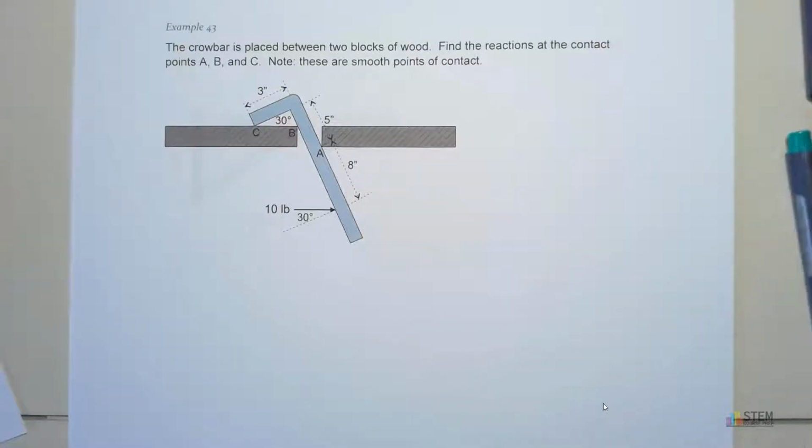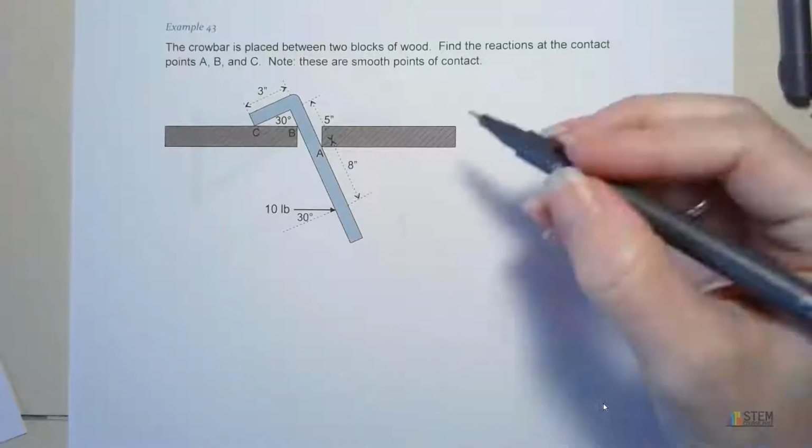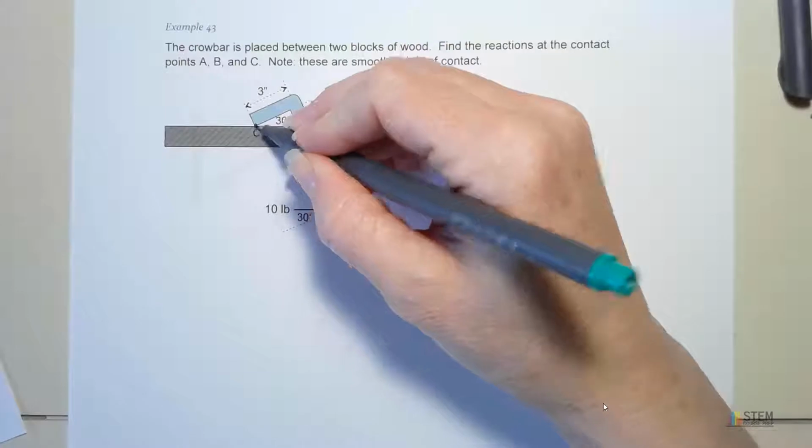Hey guys, we have a problem here that has a crowbar being placed between two blocks of wood. What we want to do is find the reactions at the three contact points. We've got a contact point here at A, B, and then C.